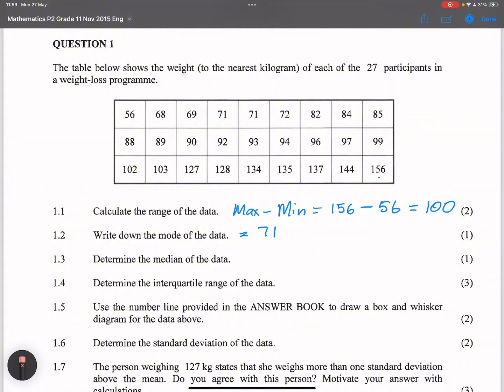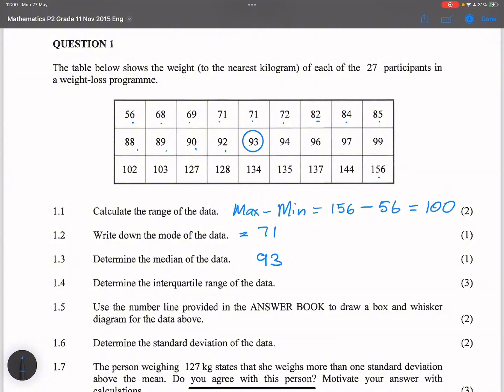That would mean we'd have 13 on this side and another 13 on this side, which makes 26. And so the middlemost value will be the 14th value. If you think about it, that's 1, 2, 3, 4, 5, 6, 7, 8, 9, 10, 11, 12, 13, and 14. So our 14th value is the middlemost value, and it means that our median is 93. So that is it.